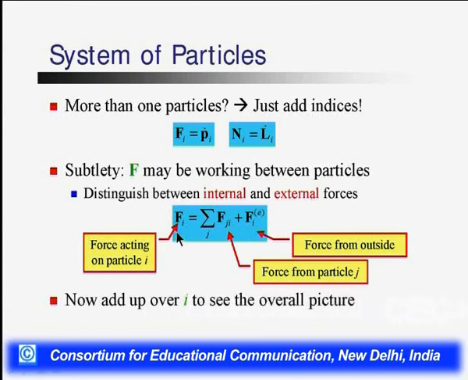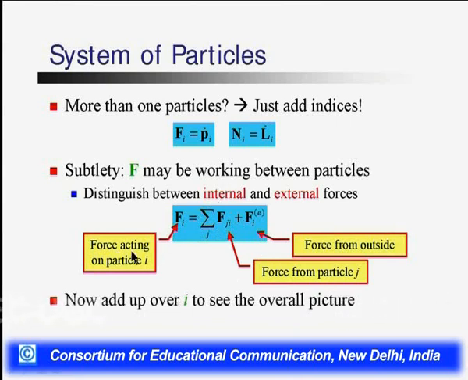Now F may be working between the particles, so there is a distinction between the internal and the external forces. Now the force Fi, the force acting on the particle i, will be equal to the summation over j of Fji plus Fie. Fie defines the external force from outside, and Fji is the force from the particle j to the particle i. All the j particles will exert a force on a particle i. That's why we are taking the summation.